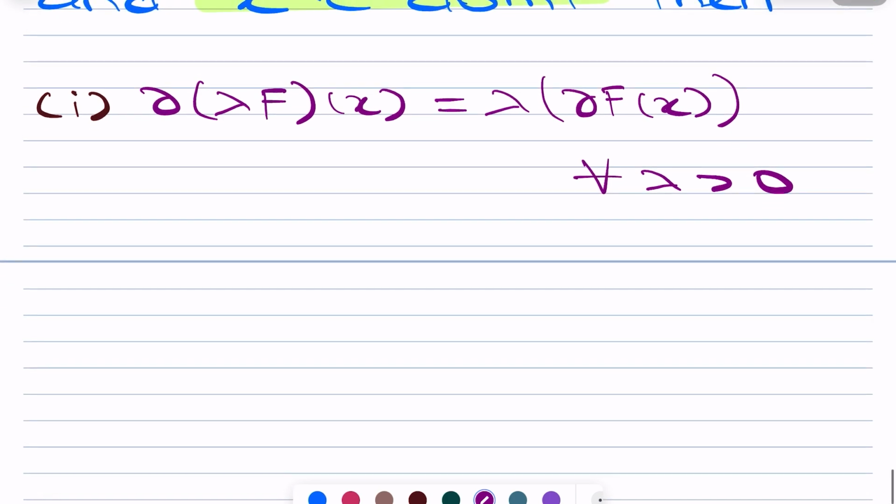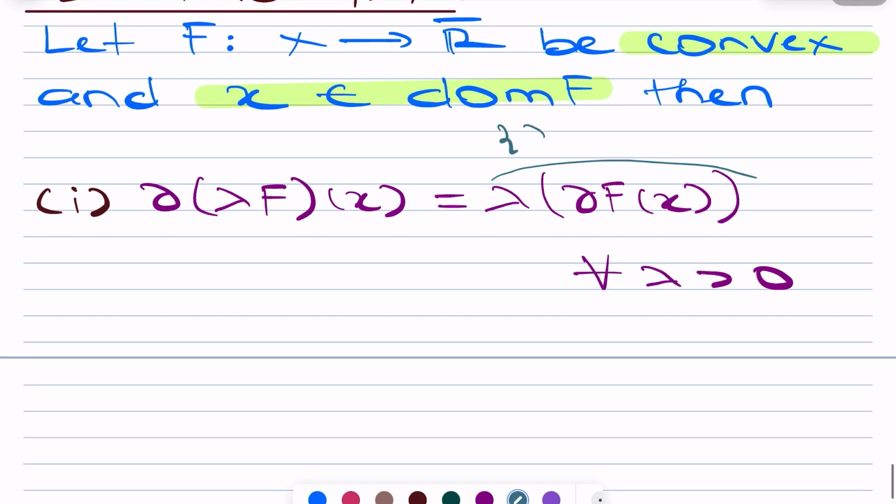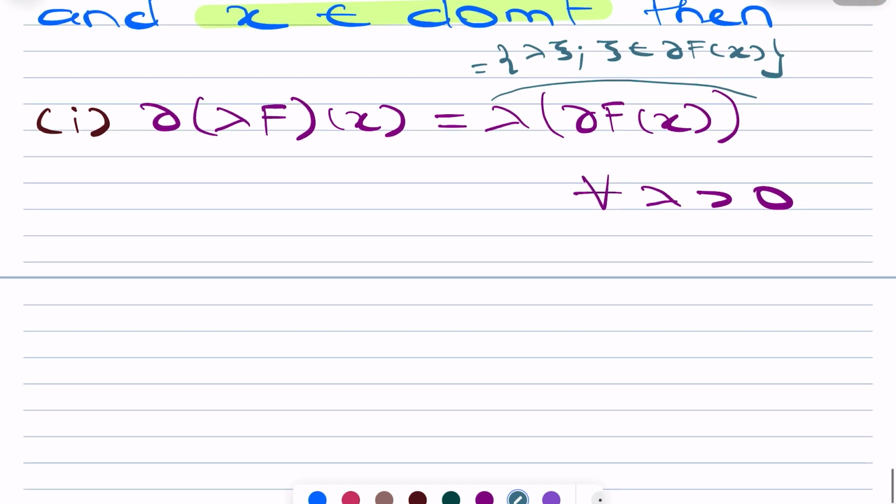And of course, maybe I should write it down. This is actually a set. This is the set of lambda xi such that xi is in the convex subdifferential of F at the point x, just to avoid any confusion or misunderstanding.